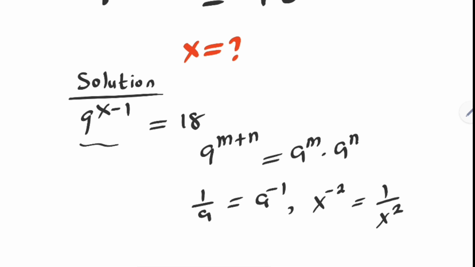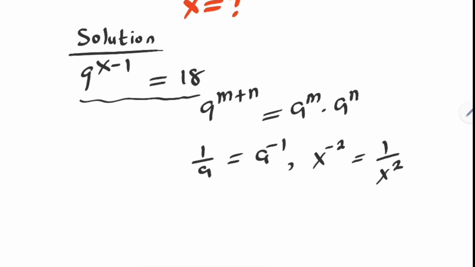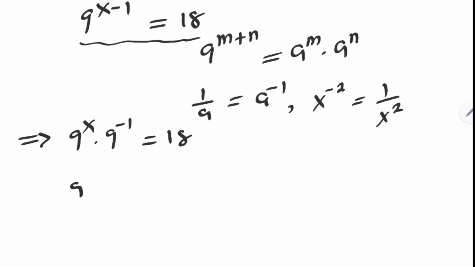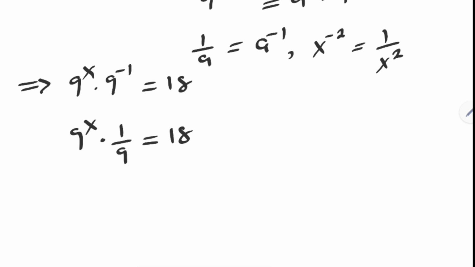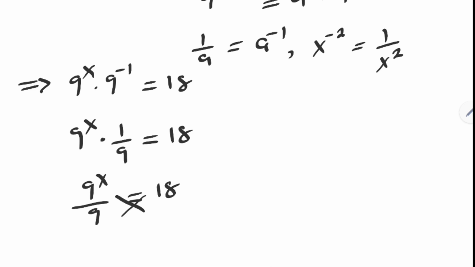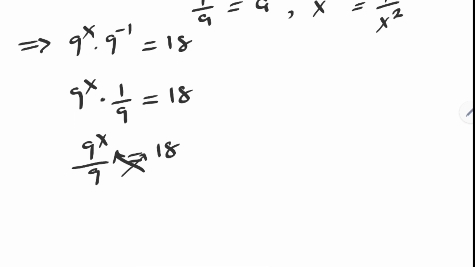And therefore, the whole of this can be written as 9 raised to power x multiplied by 9 raised to power minus 1 is equal to 18. And this is 9 raised to power x multiplied by 1 over 9 is equal to 18. 9 raised to power x multiplied by 1, this is 9 raised to power x over 9 is equal to 18. Let us cross multiply. Then this is 9 raised to power x is equal to 9 multiplied by 18.